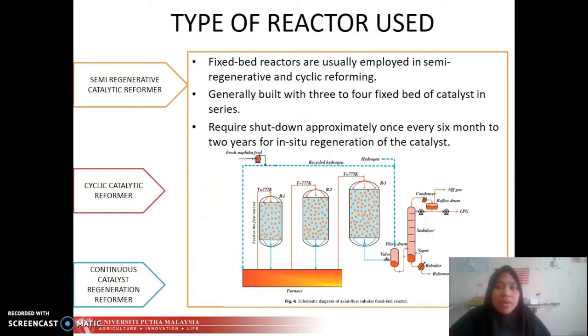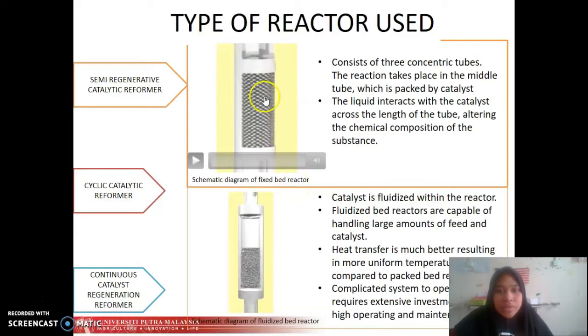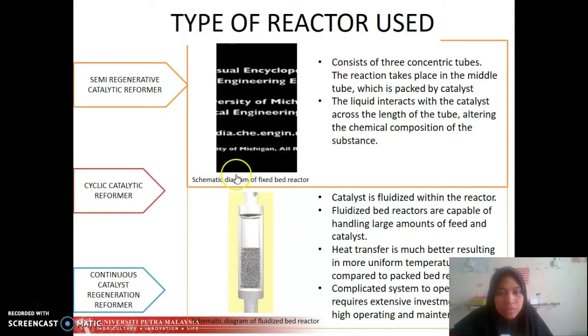So now I will explain the type of reactor used. First, for the semi-regenerative catalytic reformer, the type of reactor used is a fixed bed reactor. There are three fixed bed reactors arranged in series, like in this figure. A fixed bed reactor is a reactor where the catalysts are packed very close to each other, as in this figure. When the inlet, the naphtha, enters this reactor, the catalyst will perform chemical reactions to transform the liquid to the desired product.